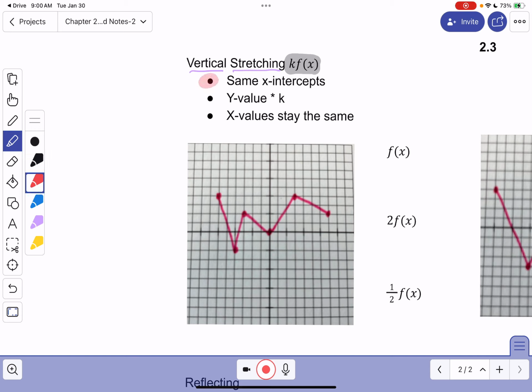That means our x-intercepts aren't changing because our y value is 0. So 0 times anything is 0. To do it mathematically, you take the y value of each point, multiply it by that number, and your x value stays the same.